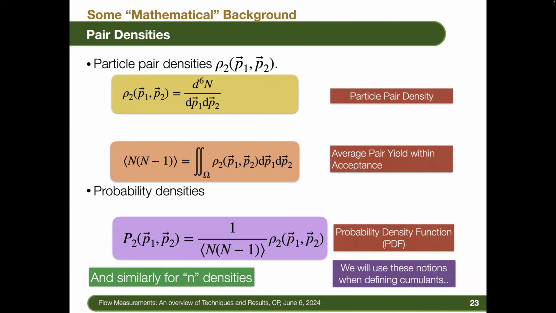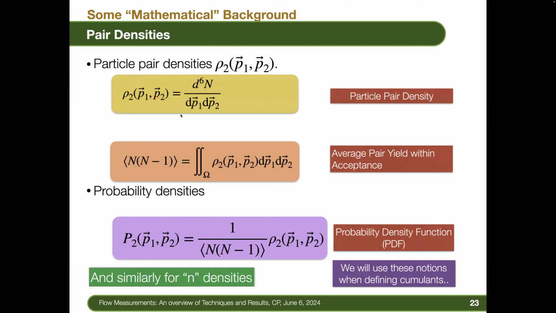When we get to, first we will use single particle densities to define flow, but eventually, when we come to formulating more advanced techniques, we will invoke 2, 3, 4, 5 particle densities. So it's good to have a notation for that as well. In the case of pair densities, we will use the notation rho 2, which now depends on the momentum of the first and the second particle of a pair.